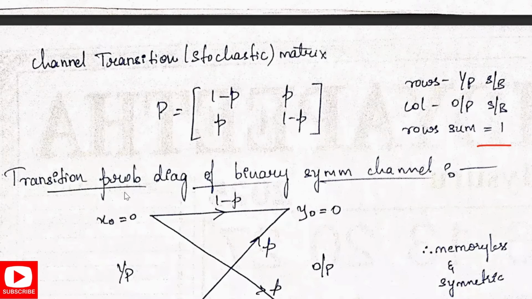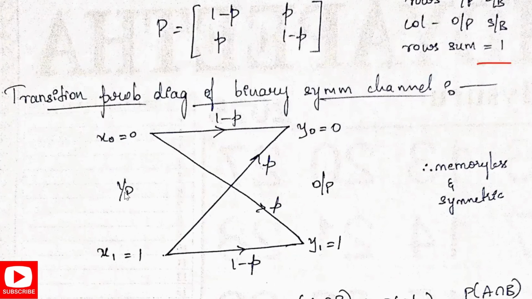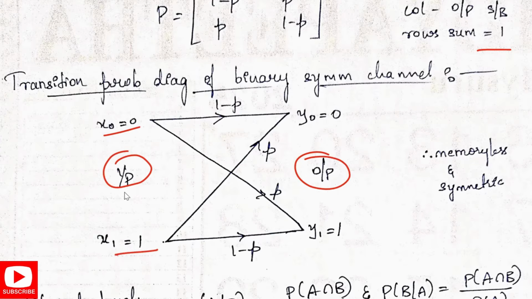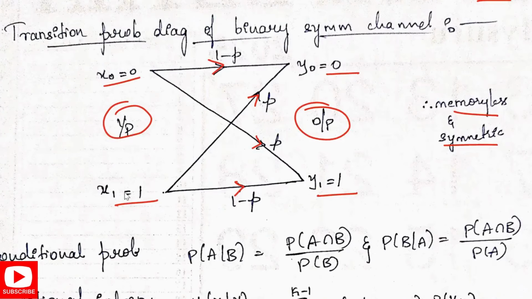Now, the transition probability diagram. This is another important thing you need to know. Here, you need to write the input on the left and the output on the right-hand side. So x0 is our first input and x1, with values 0 and 1. The outputs are y0 and y1. The probability from x0 is 1 minus p, and from x1 it is p. From x0 it is p, and from x1 it is 1 minus p. Hence you can say it is memoryless and symmetric.